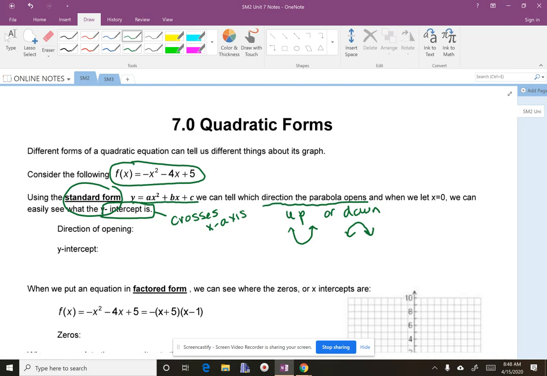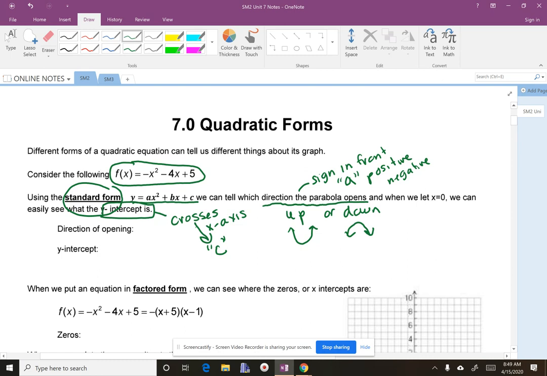Okay, the direction of opening is the sign in the front, or what is a? Is a positive or is a negative? If it's positive, it's going to open up, and if it's negative, it's going to open down. The y-intercept we find from c. Okay, c is our y-intercept.